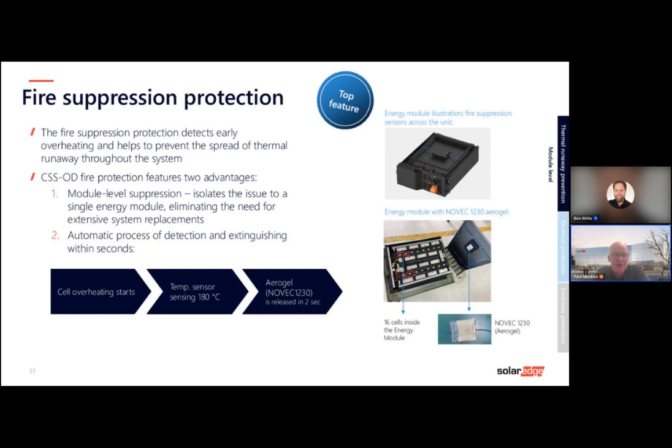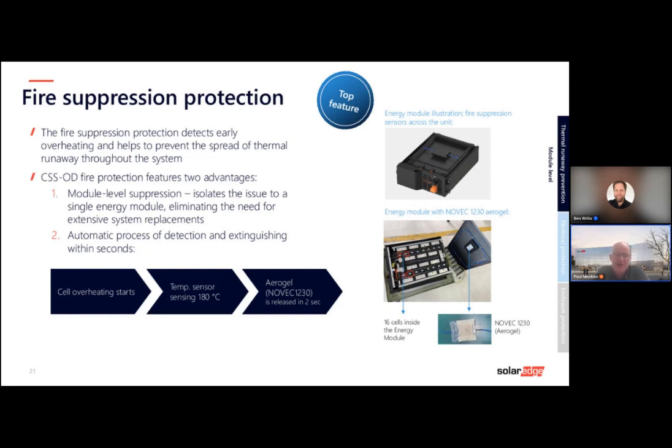Two advantages: module level suppression isolates the issue to a single energy module, eliminating the need for extensive system replacements, which of course is huge. But the real thing is the overall risk, the overall effect. If the cabinet goes up, if there is a problem, you want it to be localized as much as possible and dealt with as locally as possible. And that's what the fire suppression within the cells gives you.